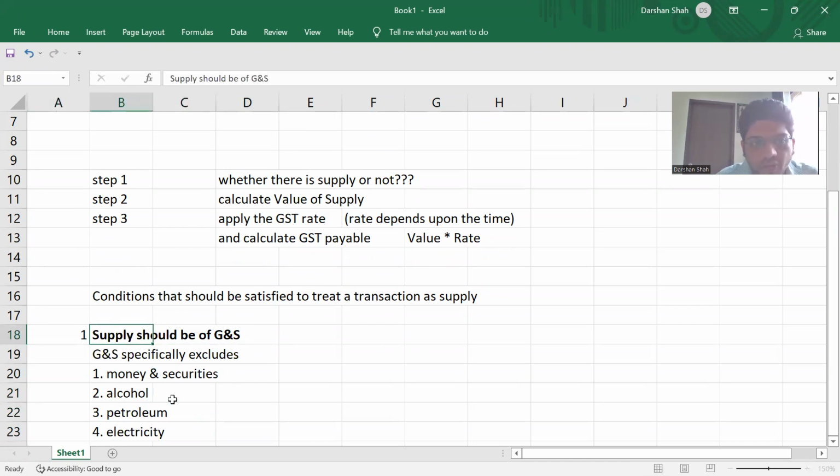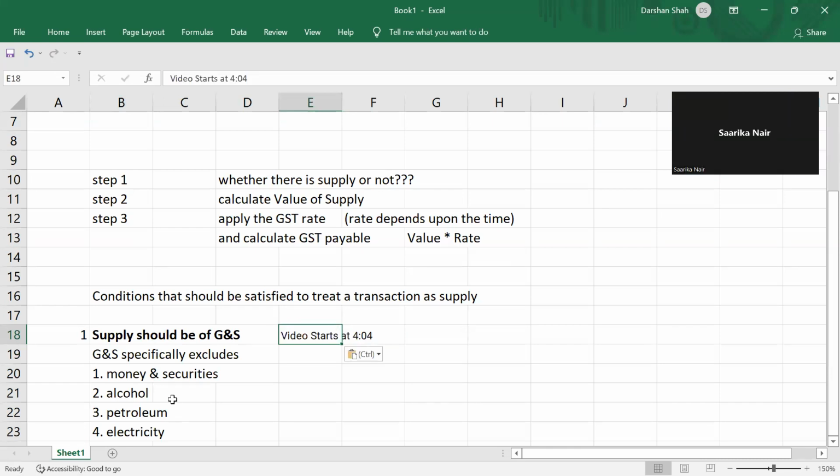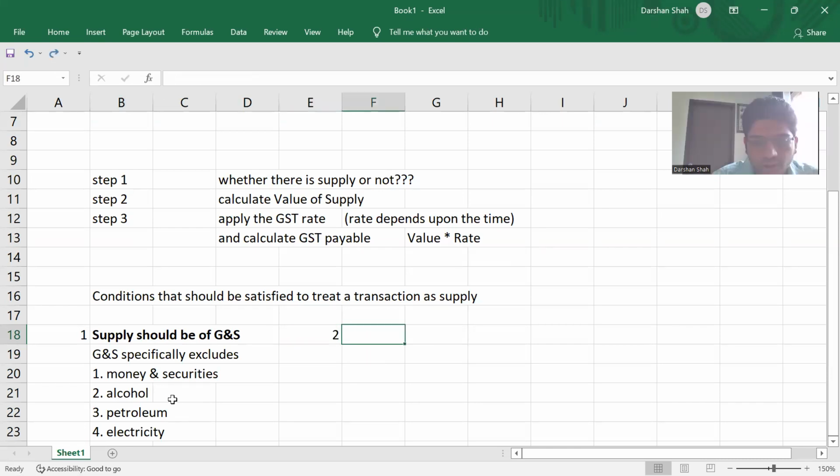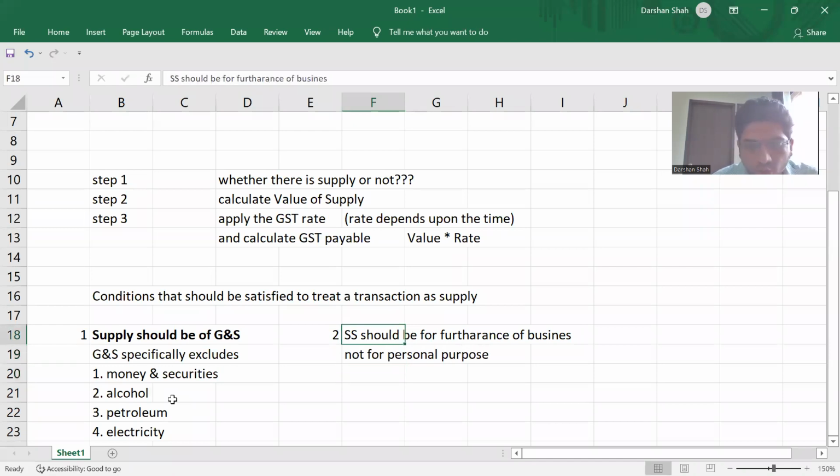Condition number 1. What was condition number 2? Supply should be for the furtherance of business. Correct. Good. Supply should be for furtherance of business. It should not be for personal purpose. It should always be for furtherance of business.